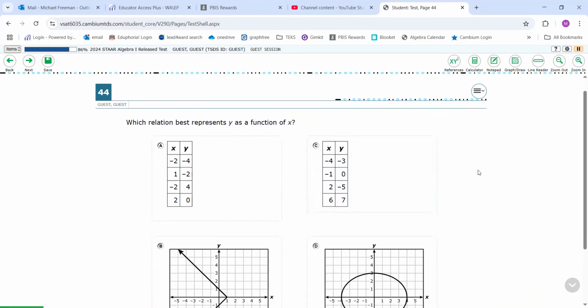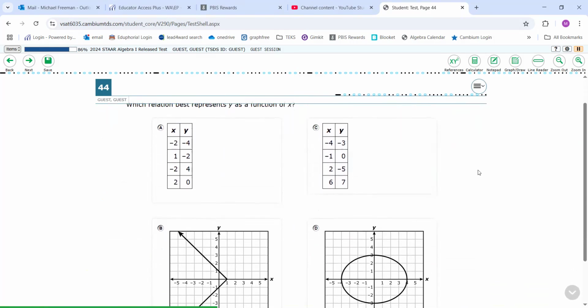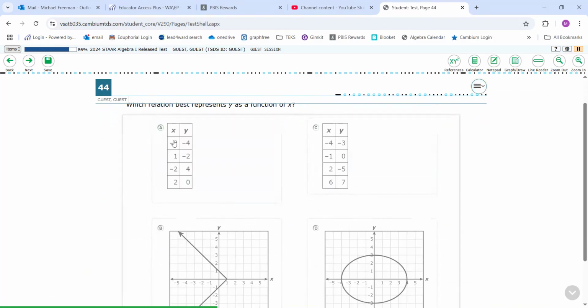All right, which relation best represents y as a function of x? Remember, we don't repeat our x's. I don't care why you broke up, don't repeat your x. So I have to look for the function where my x's don't repeat. Well, A, look, -2, -2 repeats. C has -4, -1, 2, and 6. All of my x's are different. That's our function. You don't function with your x, that's why we broke up. But I don't care why you broke up.